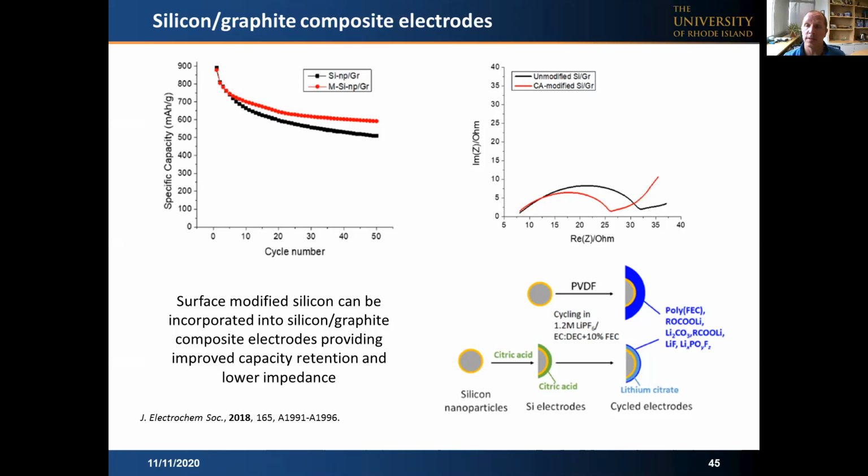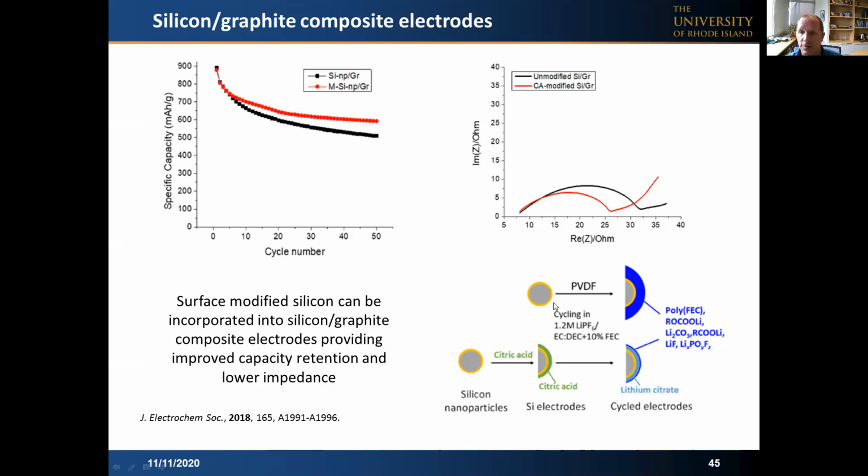Now, what's interesting with this is that many commercial lithium-ion batteries contain graphite with low concentrations of silicon nanoparticles. So we went back to look at how these surface-modified silicon particles perform in graphite anodes, and we see a significantly better capacity retention for the surface-modified silicon nanoparticles compared to the pure silicon nanoparticles.